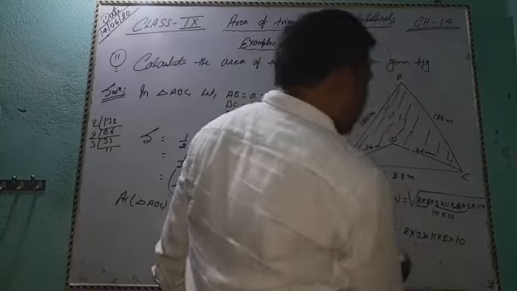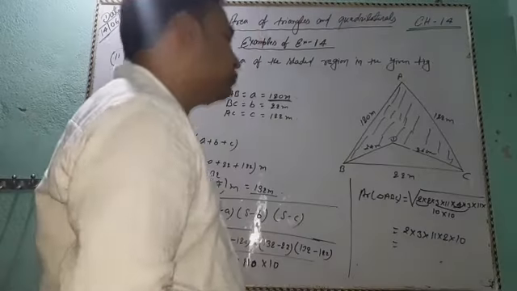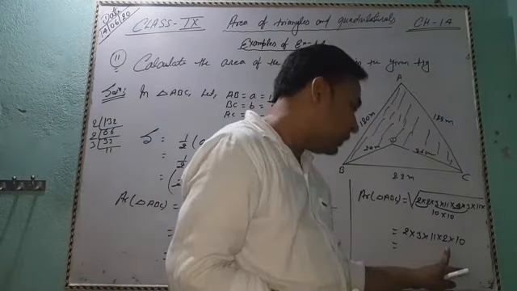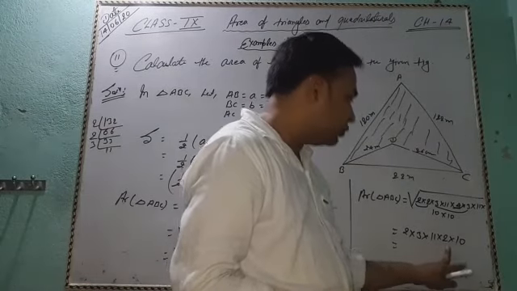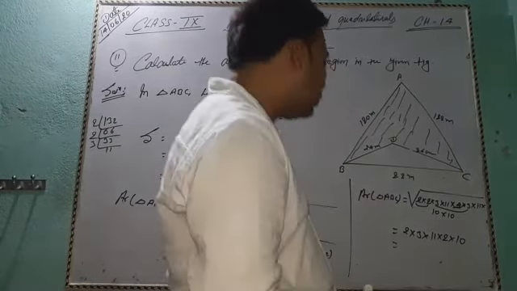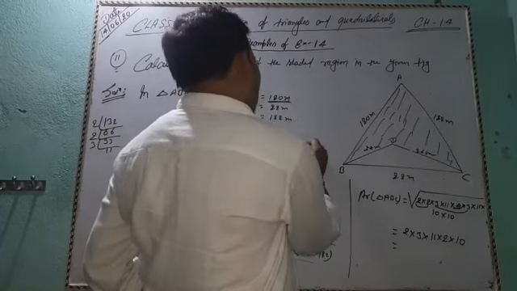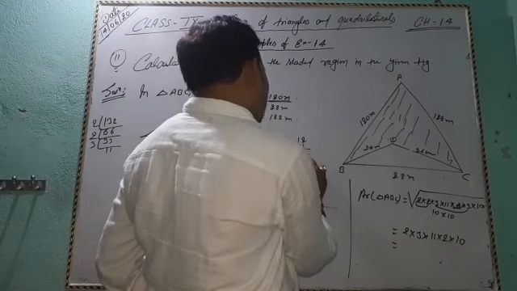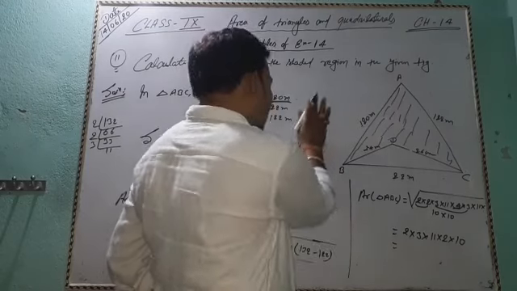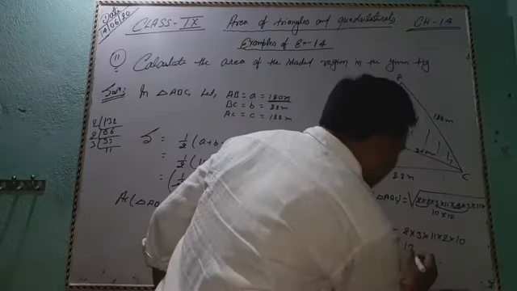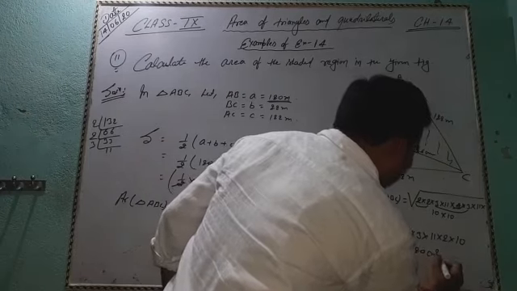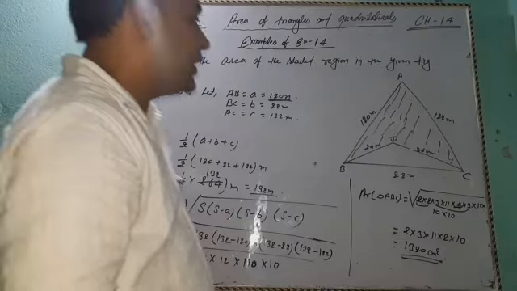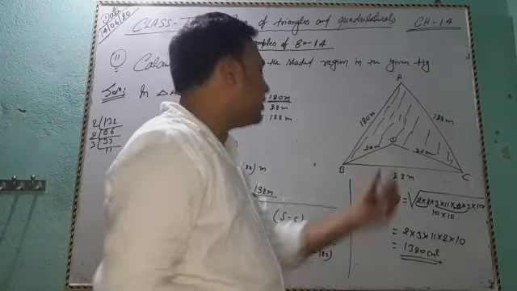3 2s are 6, 6 2s are 12, and 12 2s are 120, and 120 multiply 11. 120 multiply 11 equal to 1320 square centimeter. Okay, and next find the area of triangle BCD.